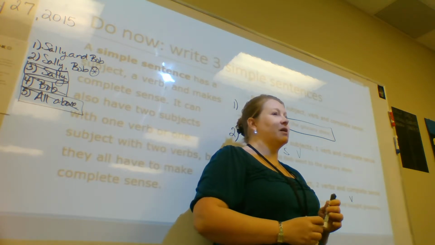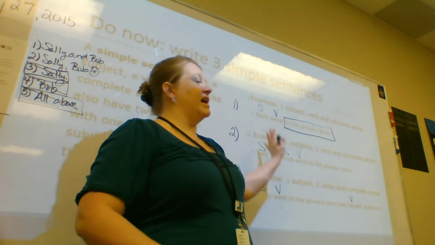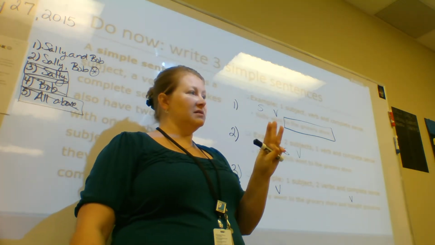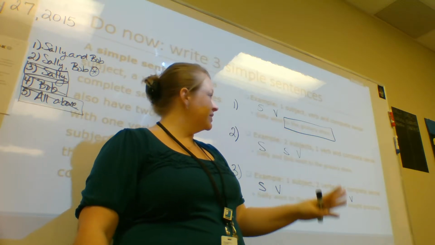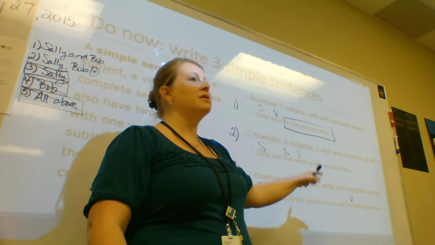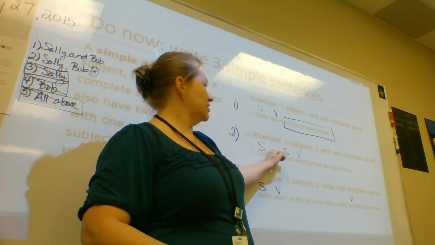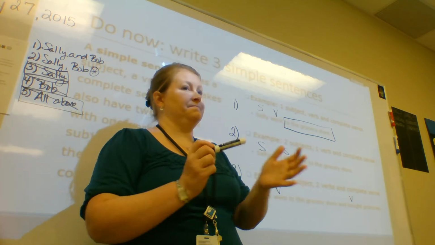And that's what we're going to do tomorrow. So I want you guys to practice with this because this is the simplest of the forms. So give me 3 sentences. They have to be complete sentences with a subject and a verb, and they have to make sense. So you have 1 subject, 1 verb, 2 subjects, 1 verb, 1 subject, 2 verbs.